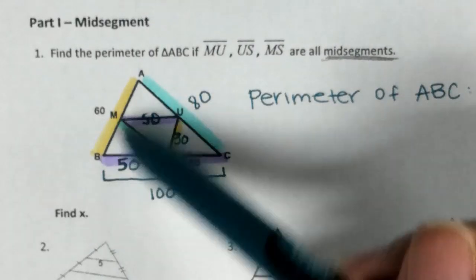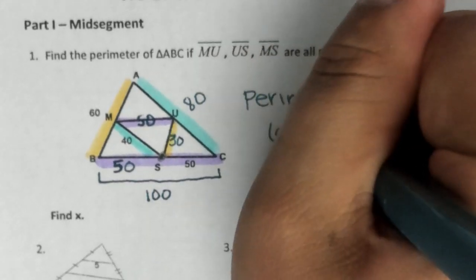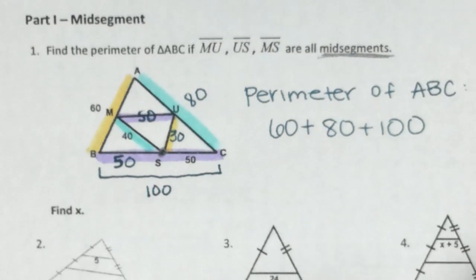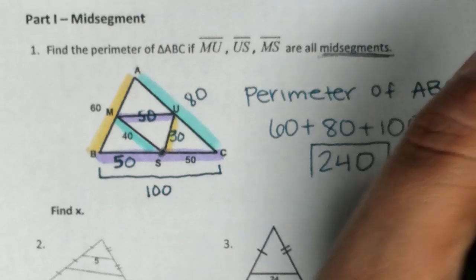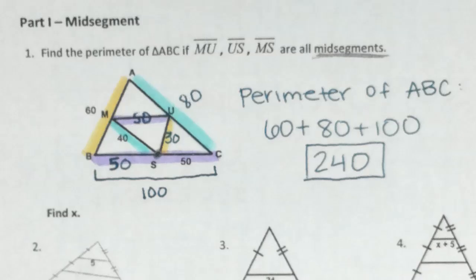So how do I find the perimeter of the whole thing? Add the outside. What is 60 plus 80 plus 100? 240. And I don't have any units, so that's all. You're just going to label it. Do I have any questions? That is a test question. Okay? Do you write that down? Write it down. I'm giving you homework answers.